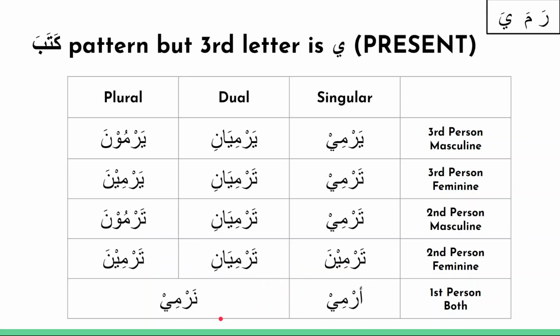Alright, let's switch to present tense. Again, using the same verb, rama. The present tense here is yarmi. Yarmi. So let's go through the table.